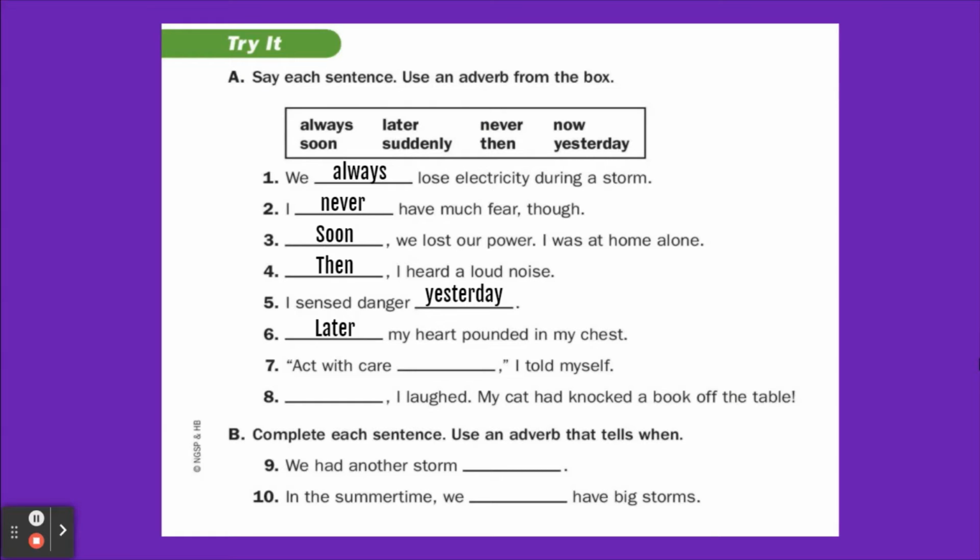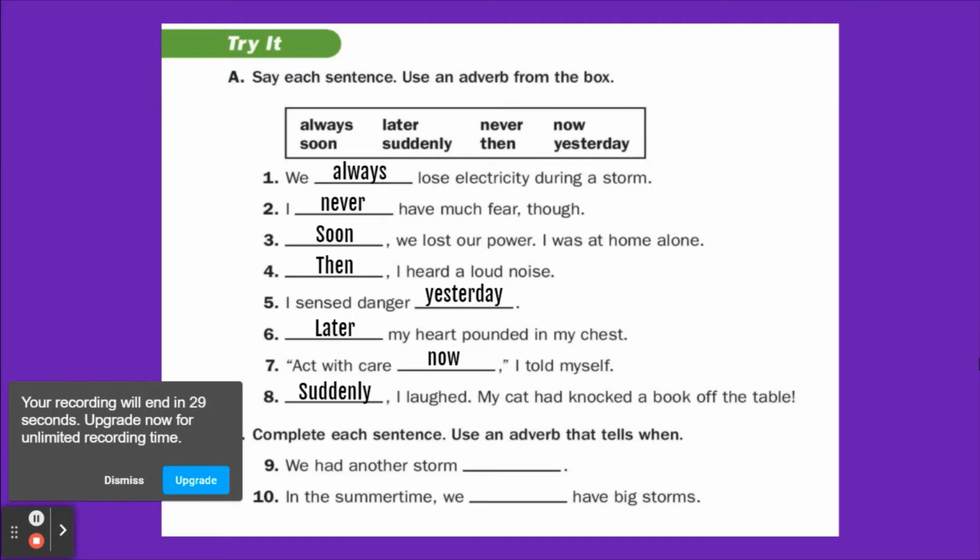Okay, number 7, act with care, blank, I told myself. Okay, now, act with care now, I told myself. Now, I chose now because it seems like a good time to put a present tense something, okay? Blank, I laughed. My cat had knocked a book off the table. Good, yes. Suddenly I laughed. My cat had knocked a book off the table. Okay, let's go ahead and do it again. Suddenly I laughed. My cat had knocked a book off the table.